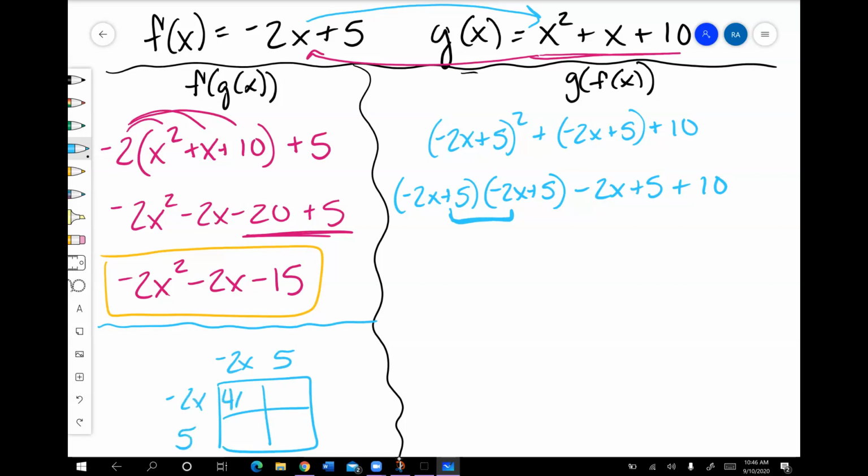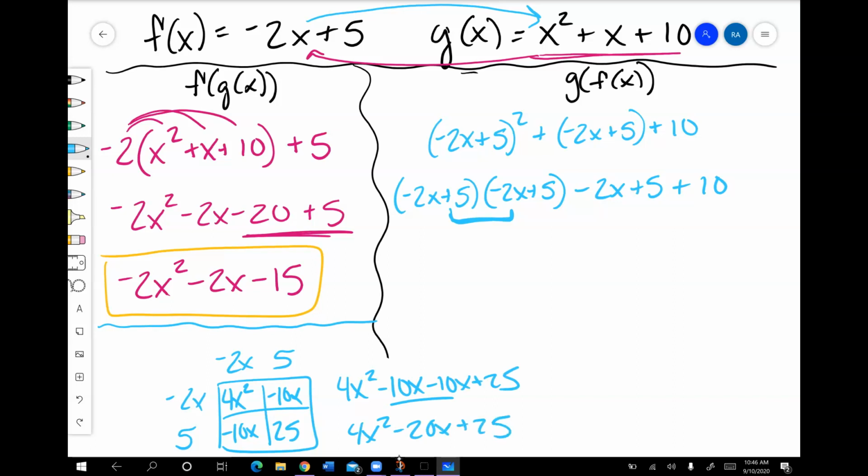Get 4x squared, negative 10x, 25. So that's going to give me 4x squared minus 10x plus 25, which cleaned up is 4x squared minus 20x plus 25. All right. So now I can replace that with 4x squared minus 20x plus 25, and then bring down everything else.